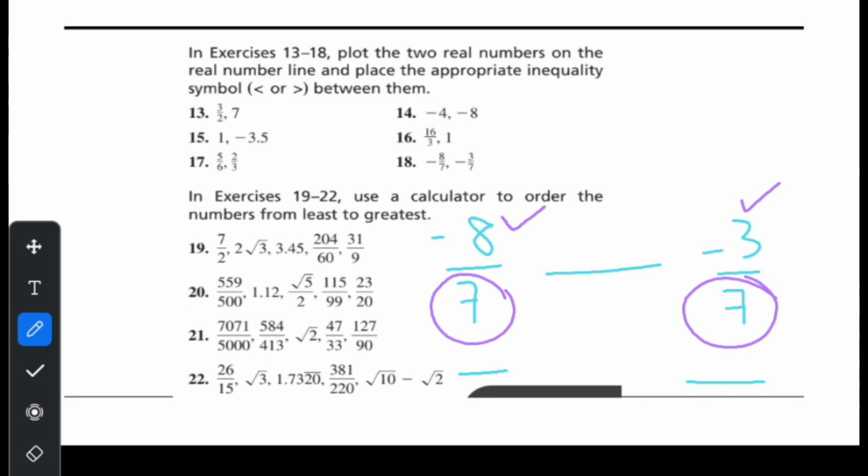-8 and -3, the number which lies near the 0 on the negative side, or on the left side, is -3, whereas -8 is away from 0 on the negative axis. So -3 is greater in value than -8. So we'll put the inequality sign with mouth open towards the greater number, which is -3, and back towards the smaller number, which is -8. I hope now you would be able to solve the rest of the questions.